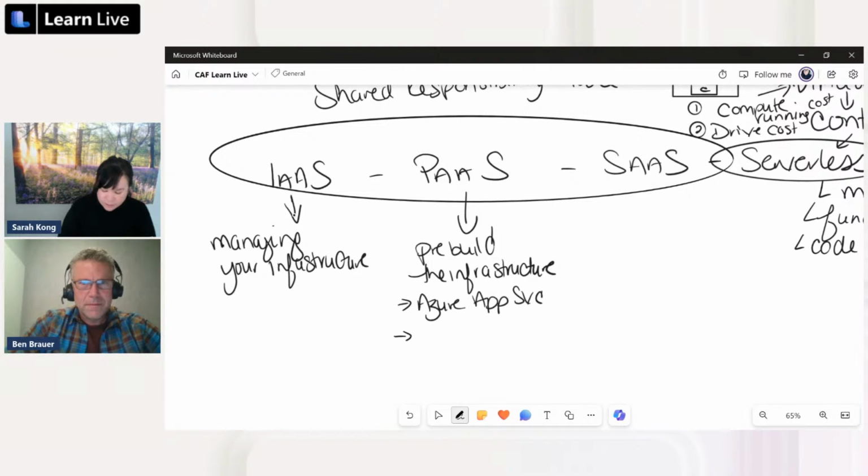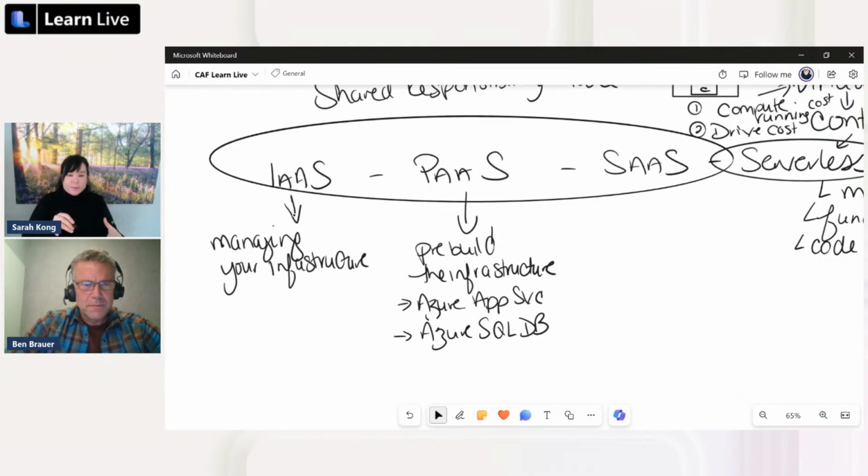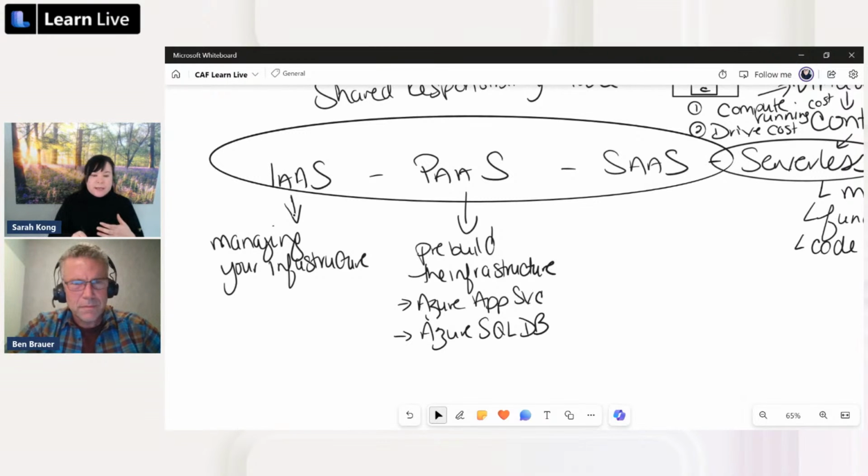Or we have SQL database, right? So the Azure SQL database, that's a PaaS solution. Now, you don't have to build the SQL server and install the operating system and the virtual network. You just tell us, I want a SQL server. Here's the compute requirements I need, and we will build that for you. And that's kind of what PaaS is.